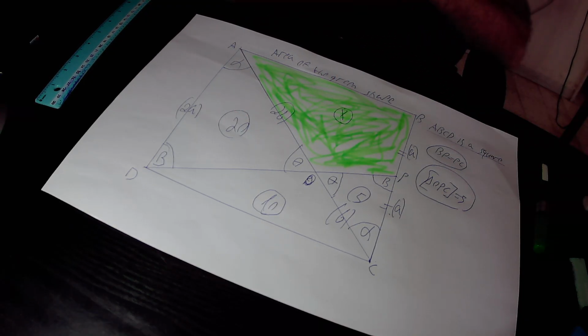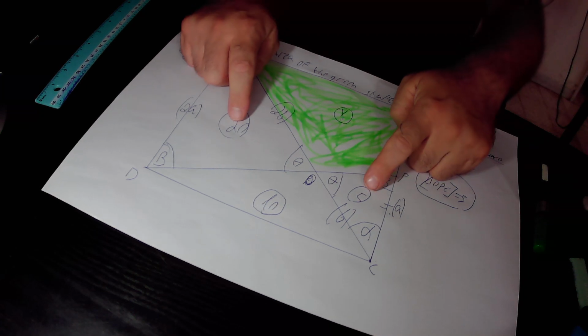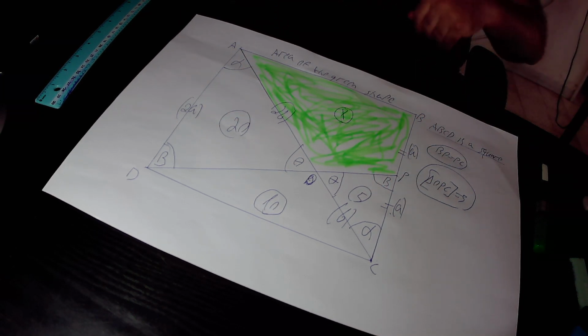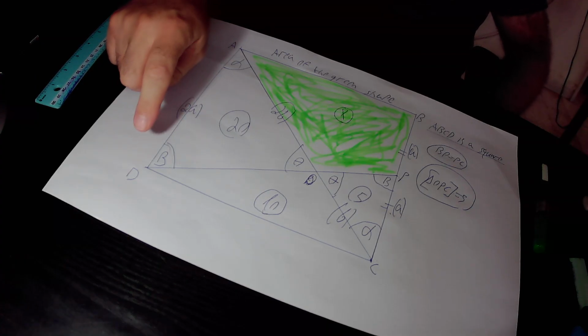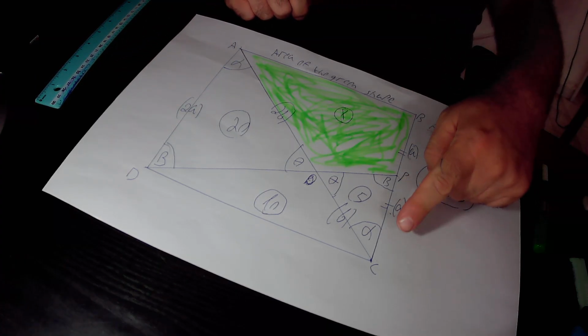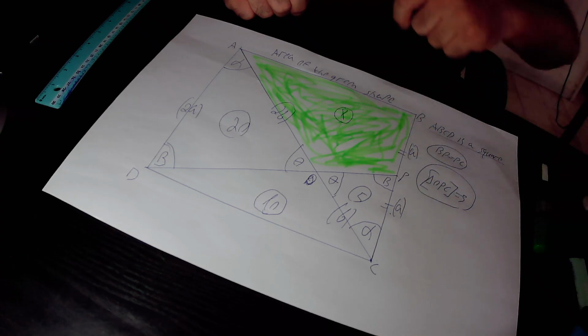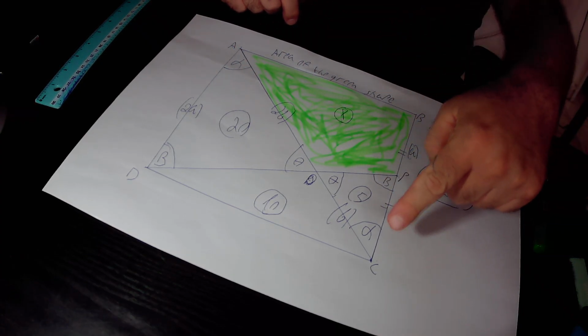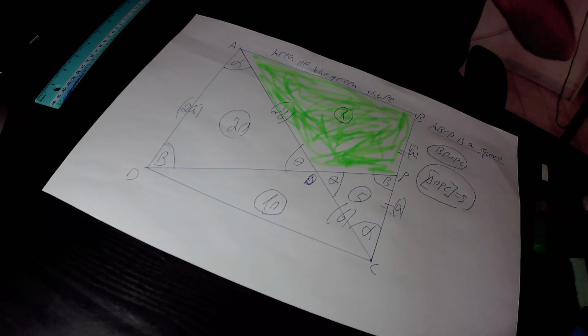Because those two triangles are similar to each other, the following relationship exists between their sides. Side AD of the big triangle ADO over side PC of the small triangle COP is equal to side AO of the big triangle ADO over side CO of the small triangle COP.